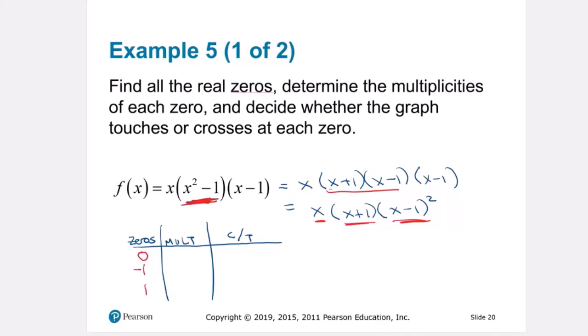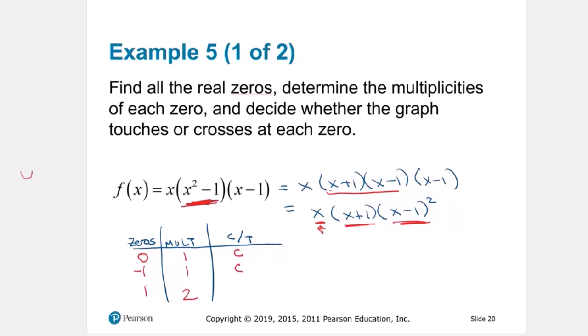The multiplicity on this first 0, well, that's to the first power, so it's 1. The second one is also 1, but the third one has a multiplicity of 2. And then does it cross or touch? Well, if it's odd, it looks like a line, so we can go through the x-axis. This crosses, but the square looks like a parabola, so it touches. I like to say bounces, but everybody else says touches.